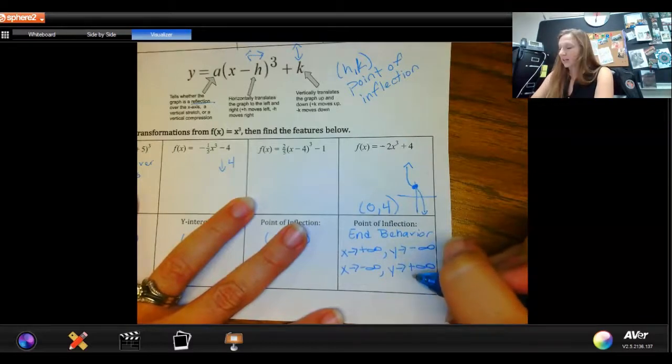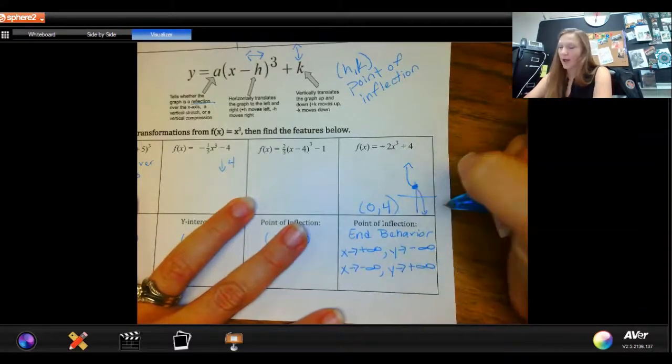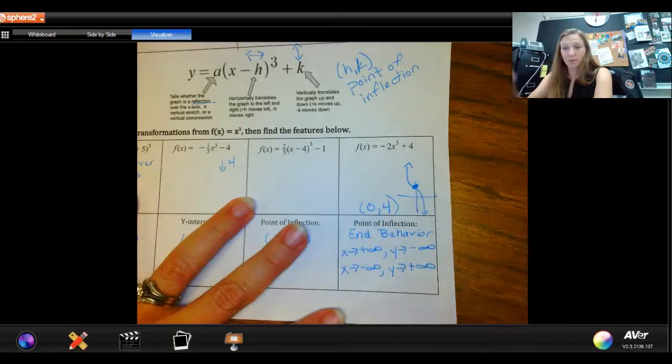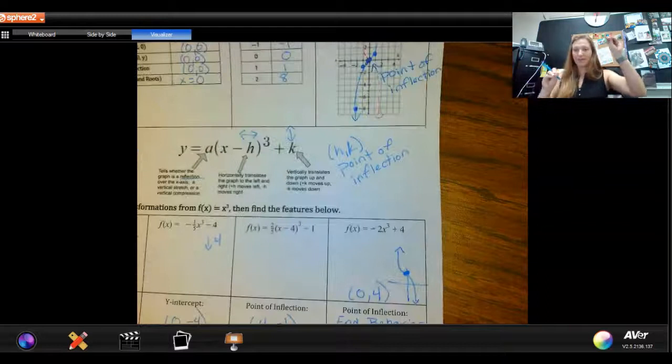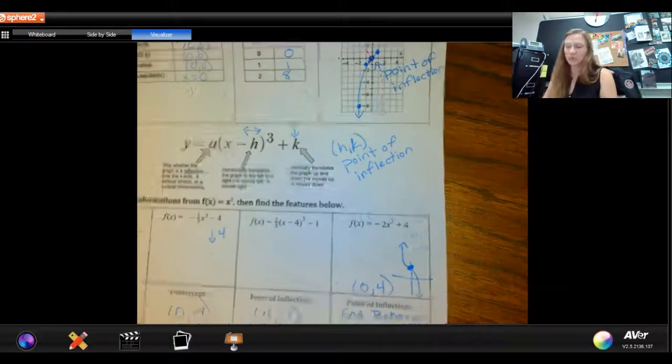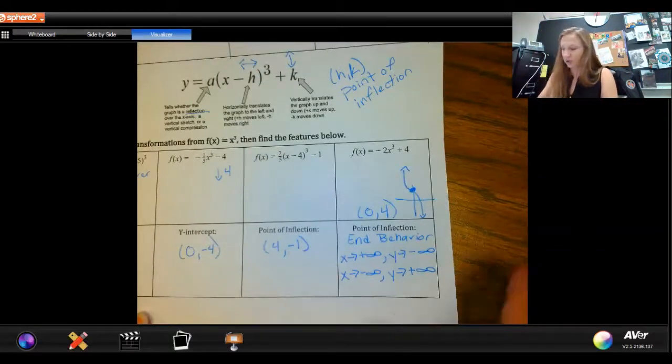So all you're telling me is at the very ends of the graph, what is happening? Are the y's approaching positive infinity or the y's approaching negative infinity? So you're just going to be describing both sides of the graph, what's happening in the very ends. That's what it means to describe the end behavior.